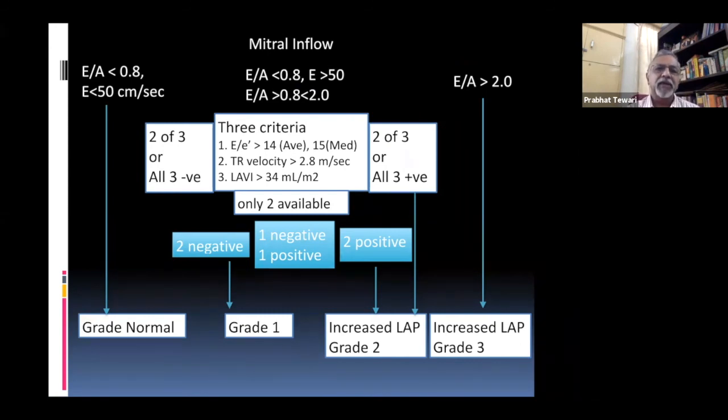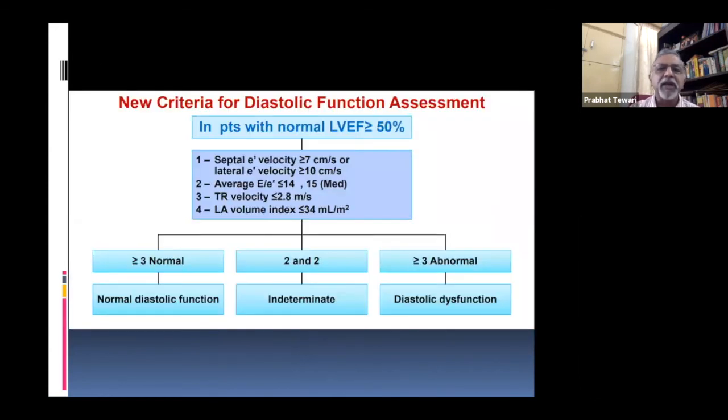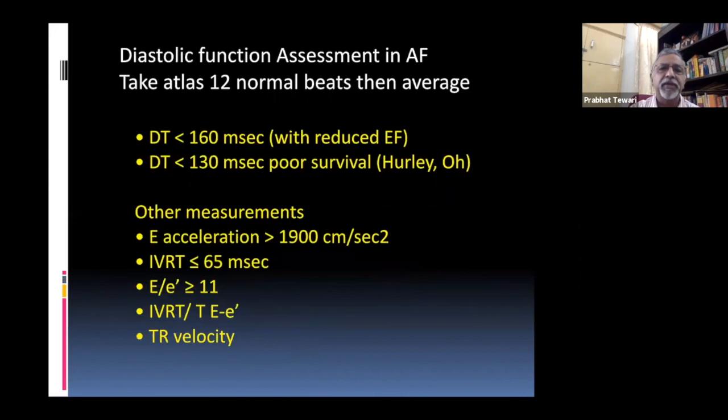you look into the other criteria, E upon E prime, that what is the average and what is the medial part, TR velocity, and the left atrial volume index. If there are two, then it is increased LAP. If it is less, then it is grade 1. Similar, the new criteria, these are the parameters, which are the normal parameters. If there are 3 abnormal, then it is diastolic dysfunction. If they're all normal, then it's normal function. And you look into other supportive parameters.